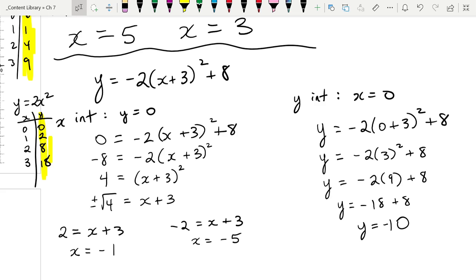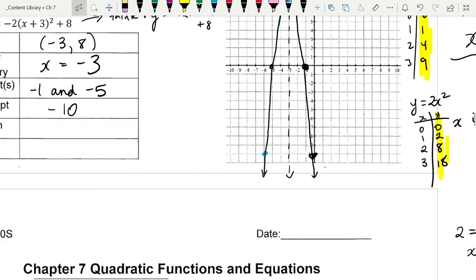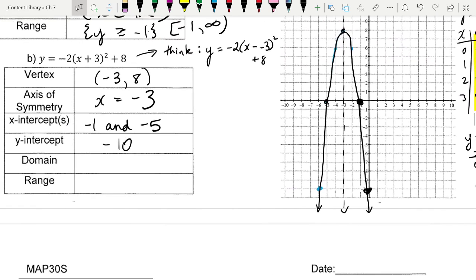Okay. Everybody good on this page? Okay, let's finish off the chart. What have I not done yet? Oh yeah, I haven't done domain and range. Okay, domain. You could make a little stamp of this. X is an element of reals. Or again, if you prefer the interval notation, you're going from negative infinity to infinity.